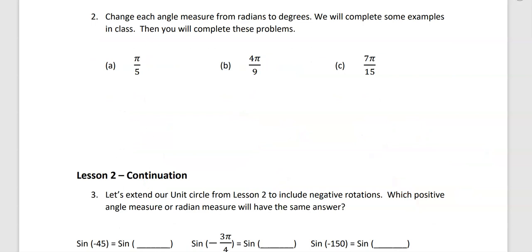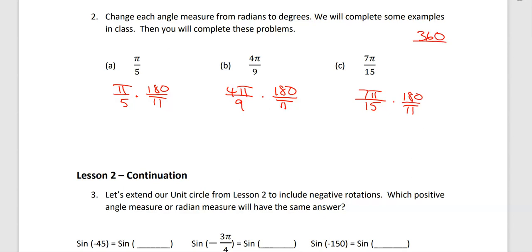To get the angle measurement, we take the radian and multiply it by 180 over pi. And we'll do that for all 3 of them. As a reminder, this starts off being 360 over 2 pi. 360 degrees is the angle measurement for a circle. 2 pi is the radian measurement for a circle. And then we divided both numbers by 2. And that's where the 180 divided by pi came from.